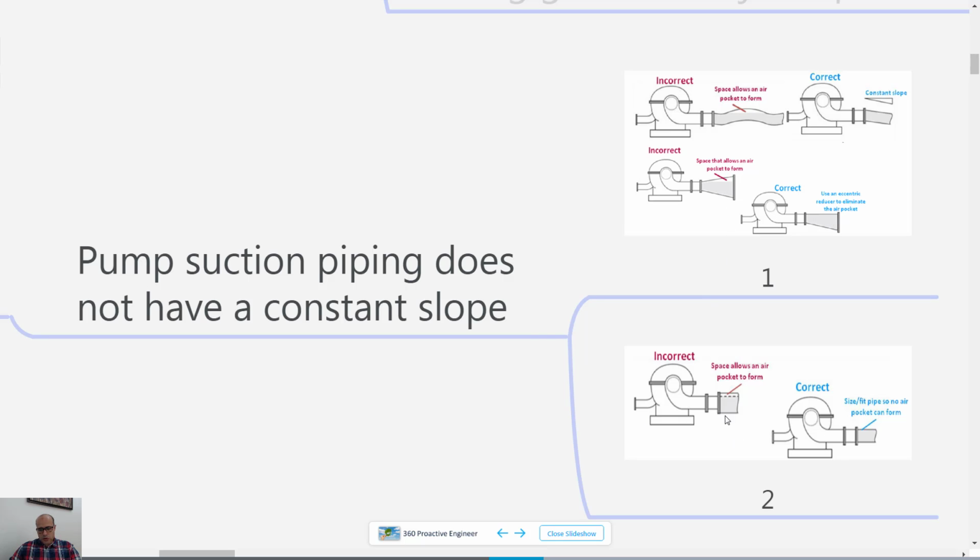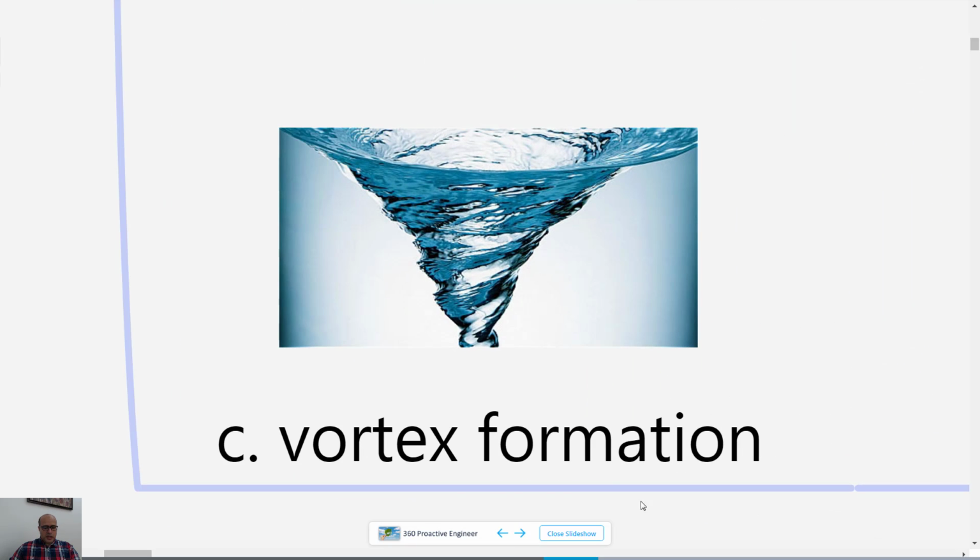We have seen also people using different pipe size fittings like this one here. The correct configuration will be using the small or the same size of the fitting to avoid any air gap or air pocket here. The third problem will be having a vortex formation on the suction of the pump.